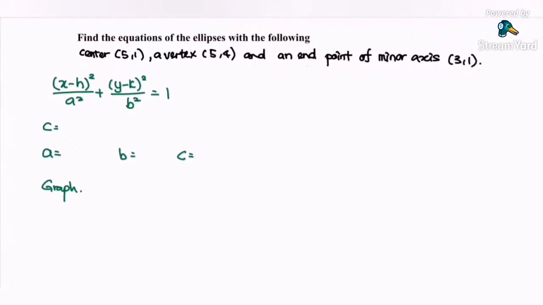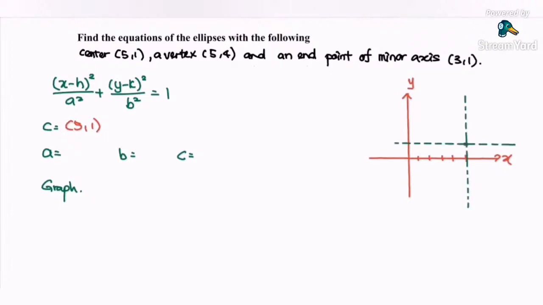Focus on the graph. So kindly refer to the info where we have (5, 1), which represents the h, k. Then we have a vertex (5, 4) and one endpoint of the minor axis. So now we have the center (5, 1). As we all know, the major axis and the minor axis will pass by the center.